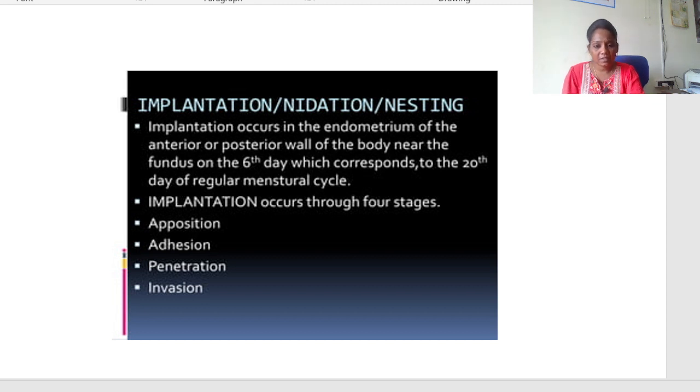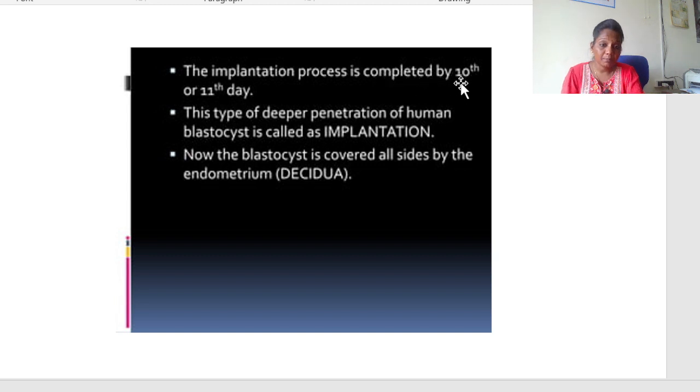So next, let's call it implantation. The implantation process is completed by the 10th to 11th day, and this type of deeper penetration of the human blastocyst is called implantation. Now the blastocyst is covered on all sides by the endometrium, and we call it the decidua. Just remember, the normal endometrium during pregnancy, after fertilization occurs, because of hormonal strength, the endometrium starts forming still thicker and firmer, and it is ready for receiving the baby. So that's called the decidua.